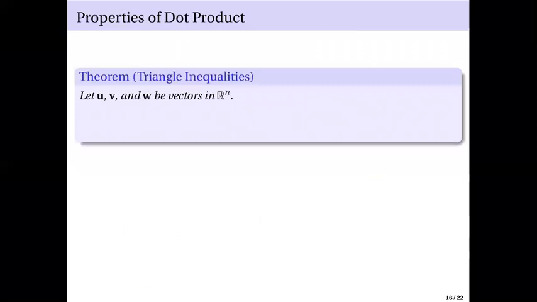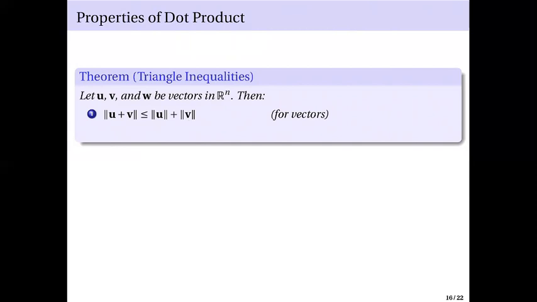Next property here, we call this the triangle inequalities. If you remember from your algebra, probably you have seen this triangle inequality. It says the absolute value of a plus b is less than or equal to the absolute value of a plus the absolute value of b. This is just the triangle inequality in the sense of real numbers. In the sense of vectors, we can extend this as follows: the magnitude of the sum u plus v is less than or equal to the magnitude of u plus the magnitude of v.